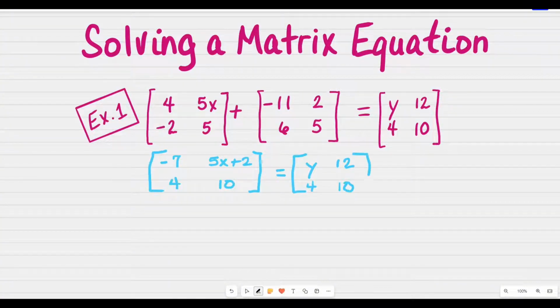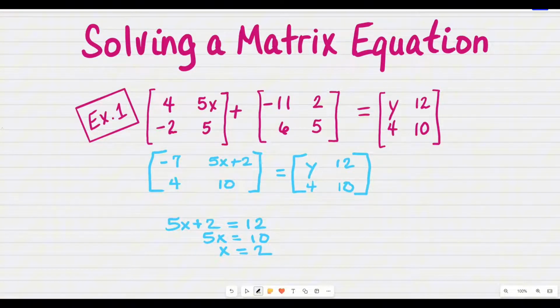And now I'm going to find corresponding elements. So what I mean by that is I have 5x plus 2 is equal to 12. So I'm going to go ahead and put that together. Then solve for x. 5x plus 2 is equal to 12. I want to subtract 2 on both sides. So that leaves me with 5x is equal to 10. Divide both sides by 5. X is equal to 2.